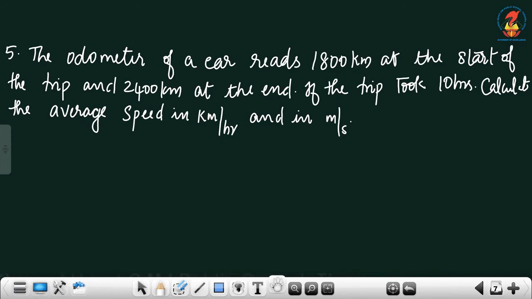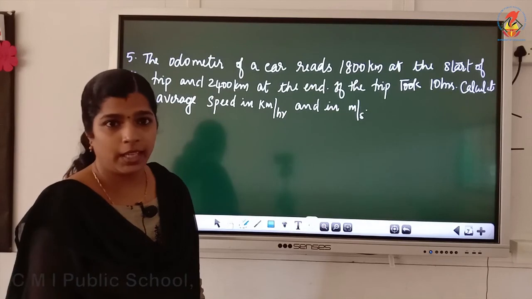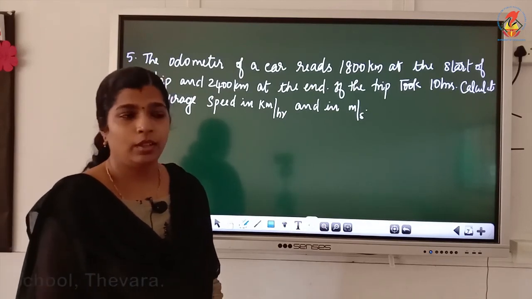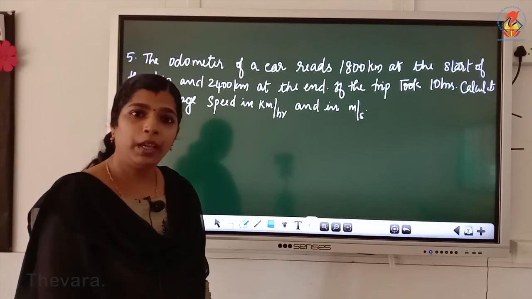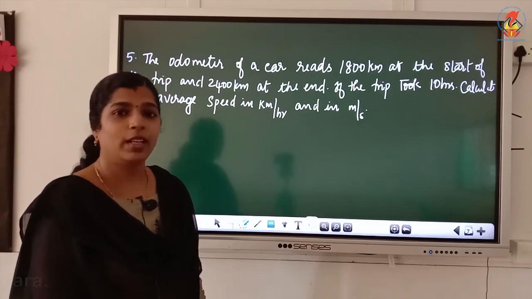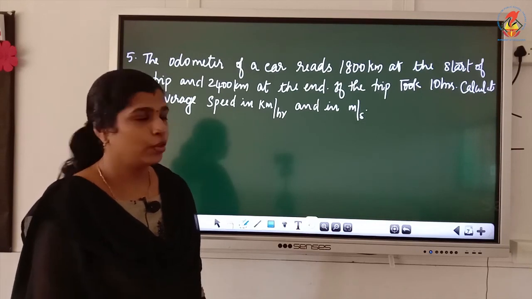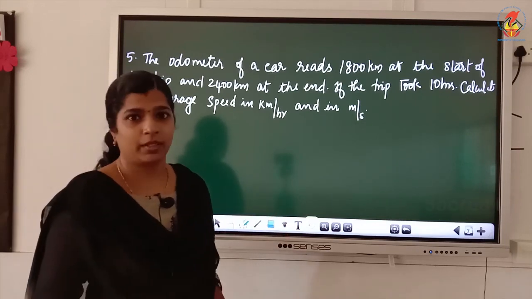Average speed is total distance traveled divided by total time taken. So you will get the answer in kilometer per hour. You just multiply with 5 by 18, so you will get the answer in meter per second. Okay, so do it as homework.